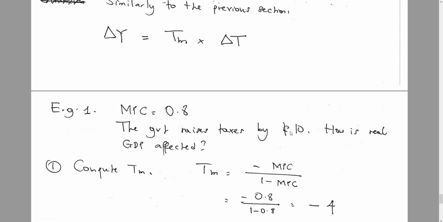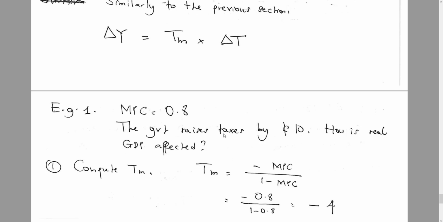Now, government raises taxes by $10. The question is, how is real GDP affected? Because you know that taxes are used in this economy for fiscal policy, the first thing that you want to do is to compute the tax multiplier.